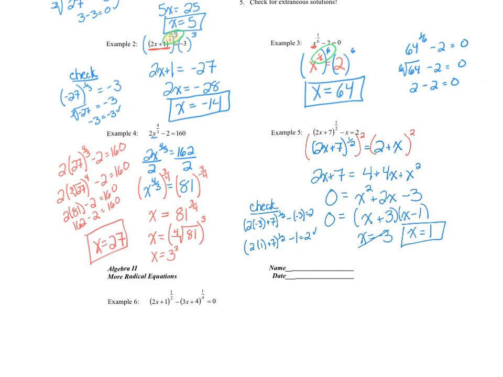So I end up with 2x plus 7, and please remember to FOIL this. When you have 2 plus x quantity squared, it's 2 plus x times 2 plus x. When you FOIL it out, you get 4 plus 4x plus x squared. Then you're going to have a quadratic that you're going to solve. You do get -3 and 1, but when you check your answers, 1 is the only solution that works.